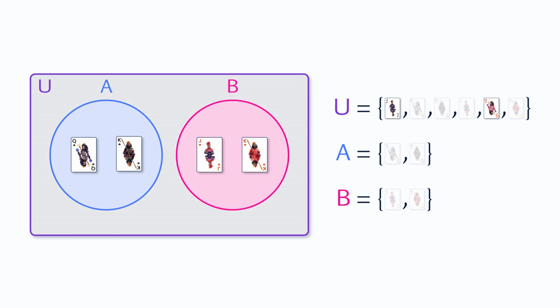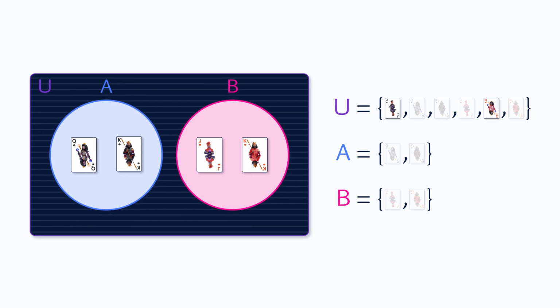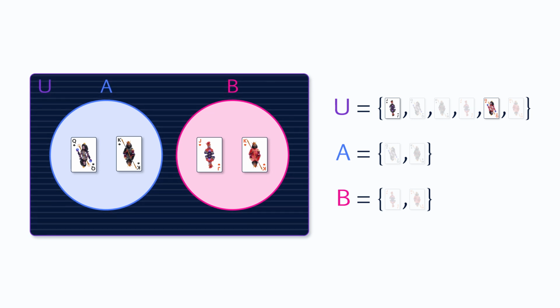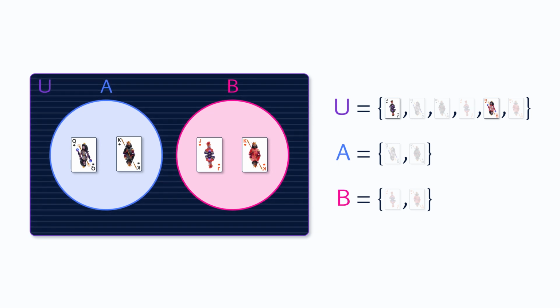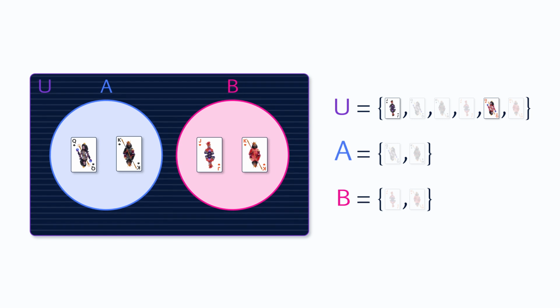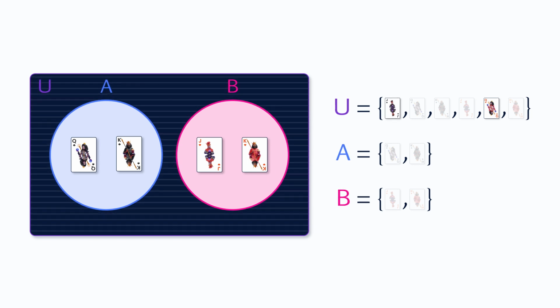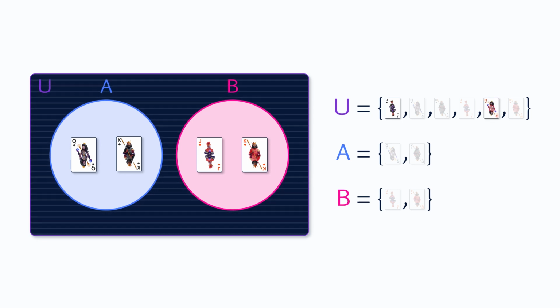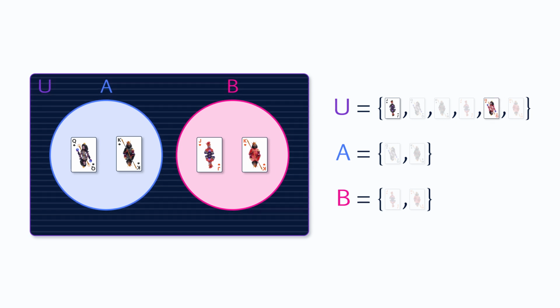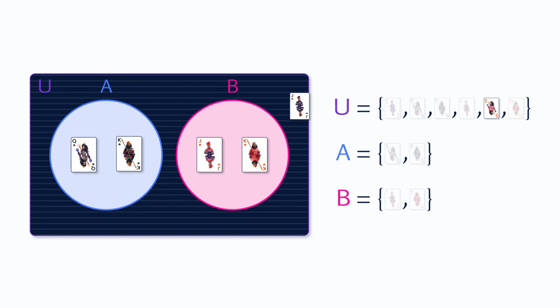But what about the region outside the circles? Will there be any elements there? Yes. In addition to the cards in the subsets A and B, the universal set also contains the Jack of spades and the Queen of hearts. These cards are located outside the circles, here.